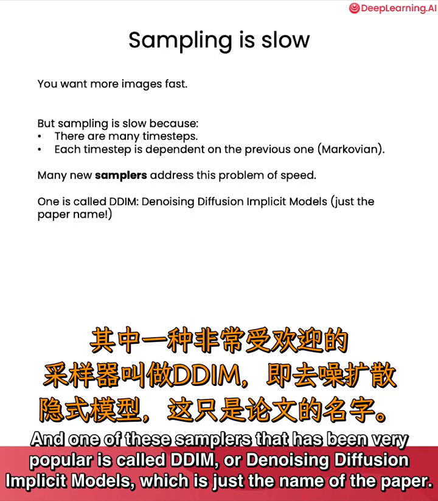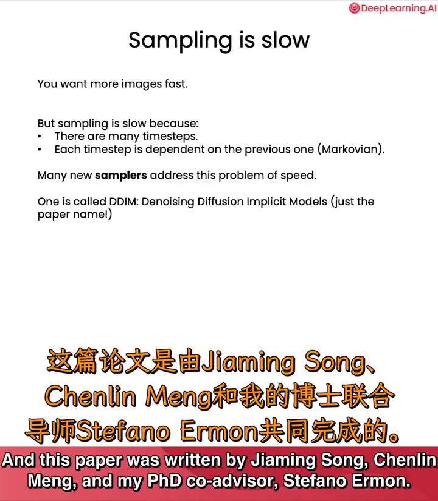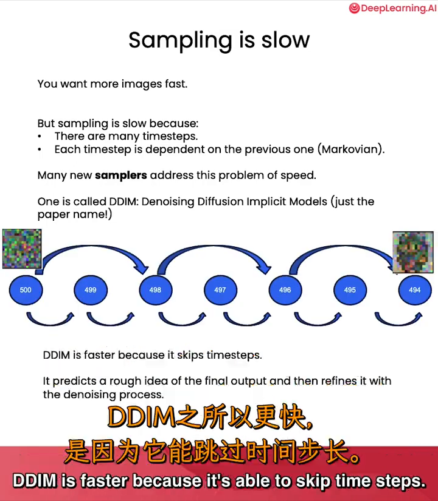And one of these samplers that has been very popular is called DDIM, or Denoising Diffusion Implicit Models, which is just the name of the paper. And this paper was written by Jiaming Song, Chenlin Meng, and my PhD co-advisor, Stefano Ermon.